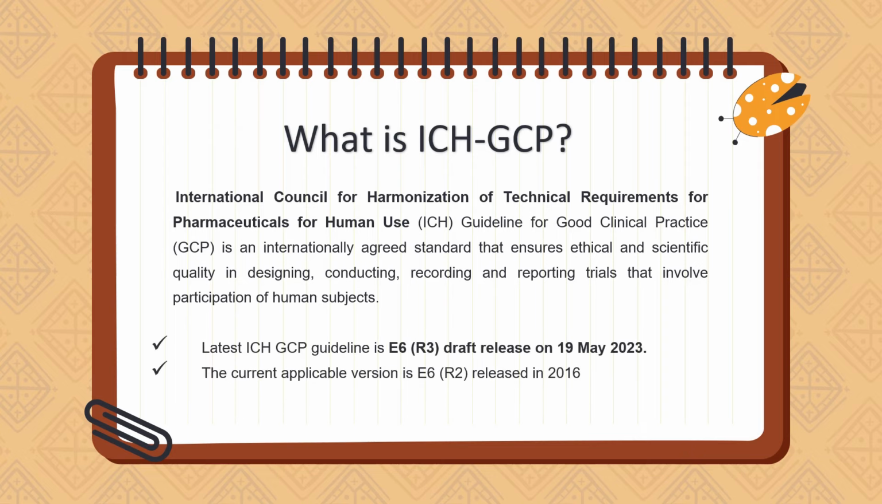Next thing is, which guideline do you follow? The latest draft that we have for the ICH-GCP is the E6R3 draft, which was released on 19th May, just last month, 2023. And the current applicable approved version is the ICH-GCP E6R2 version, which was released long back in 2016. So every few years, whenever we conduct clinical trials, there are certain experiences, and through that we amend these guidelines so that we ensure that clinical trials are conducted ethically as well as scientifically, so that the participation of human subjects in trials is safe and ethical. So let's move on to the 13 principles.